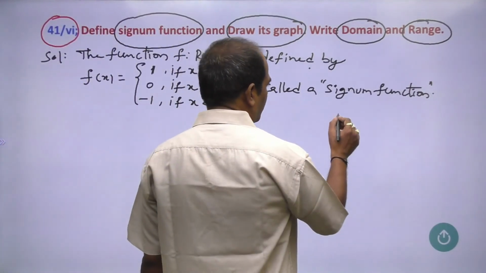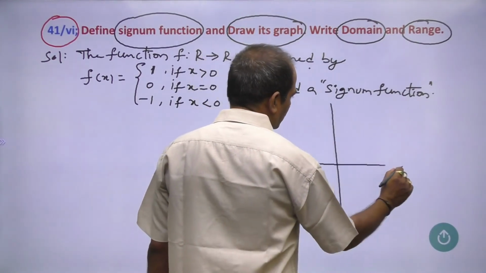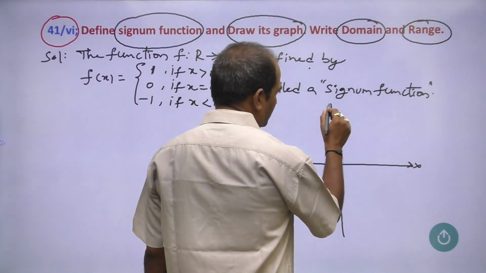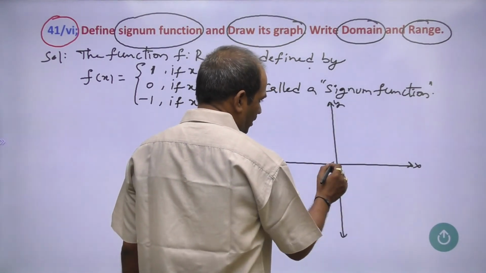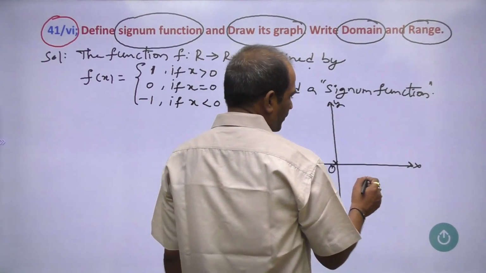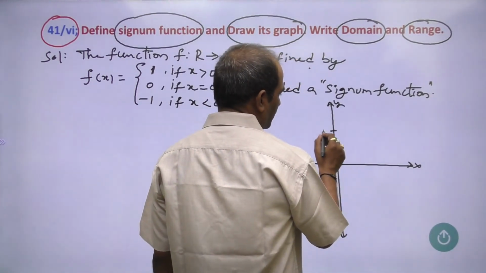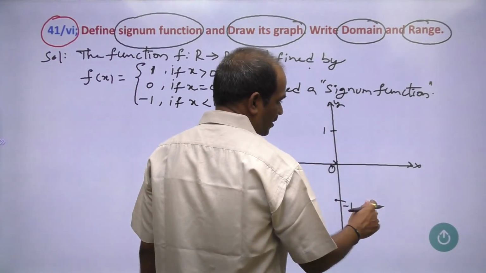In this diagram, this is the x-axis, this is the y-axis, and this is the origin O. In this point here the value is 1, and here the value is minus 1.